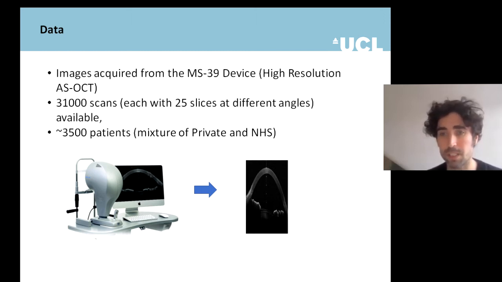If you can imagine the cornea, there is a camera sliding around the outside of the cornea at all different angles, taking 25 different slices. The number of patients in our data set is 3,500, a mixture of private and NHS. This is what the device looks like, and these are the images that it produces.